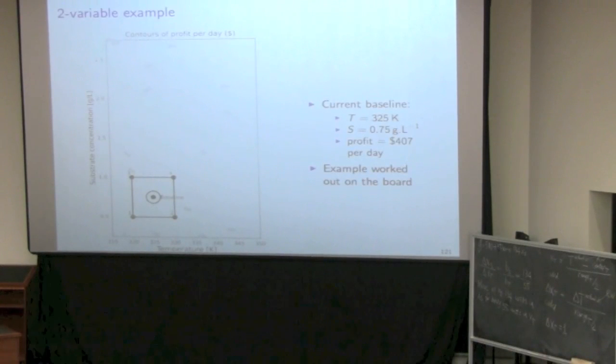Delta XS is equal to 1. What is delta S? 0.25 grams per unit. So this mapping between real world units and coded units is critical to making this process work. So let's take a look at a move now in coded units.